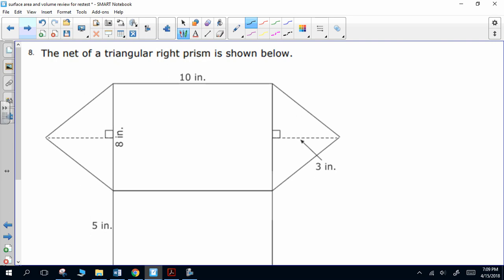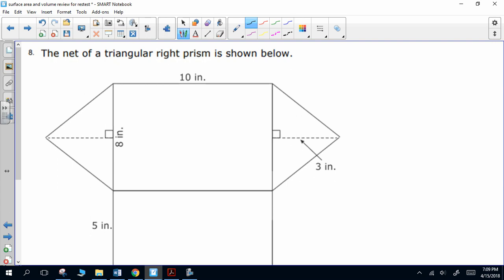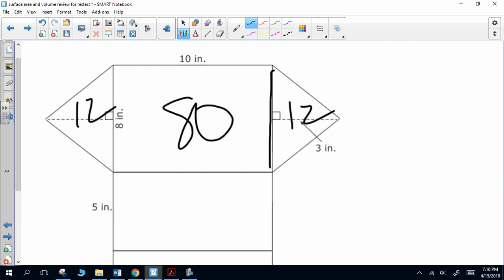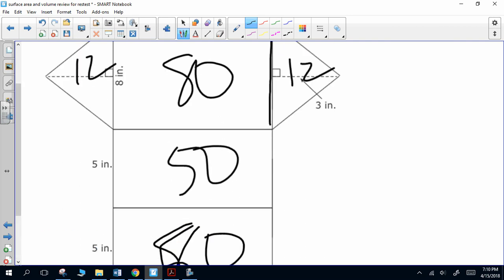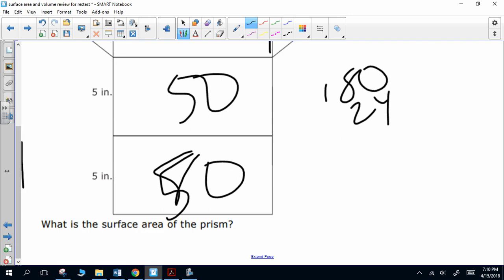All right, so here's a prism, and you're being asked to find the surface area. So I'm going to look at the base, and the base is right here. Actually, I can just do this in pieces. So this line is 8. So this is 24 divided by 2, so that's 12. This is 80. This is 50. And this is 50 also. So I've got 50 and 50, that's 100, plus 80, that's 180, plus 24 is 204.